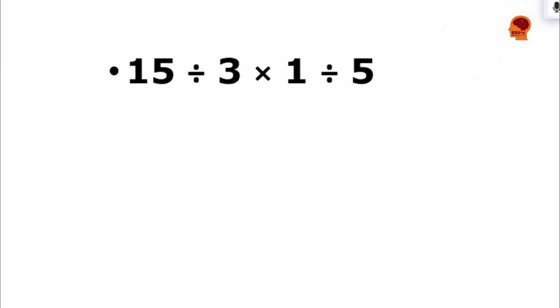When you have 15 divided by 3, multiplied by 1, divided by 5, depending on what rule you want to use.